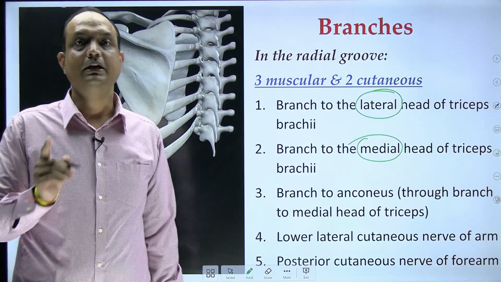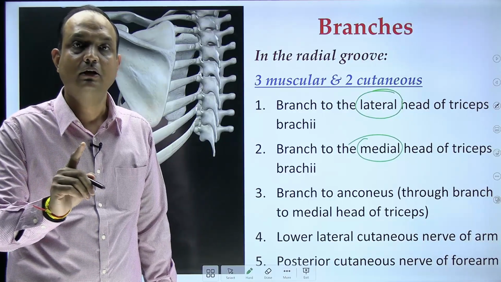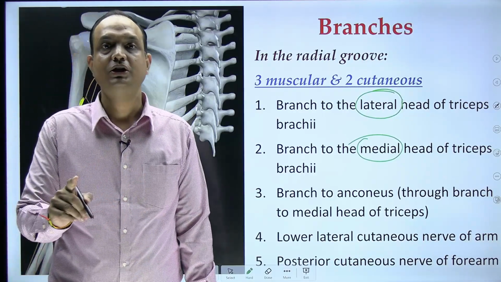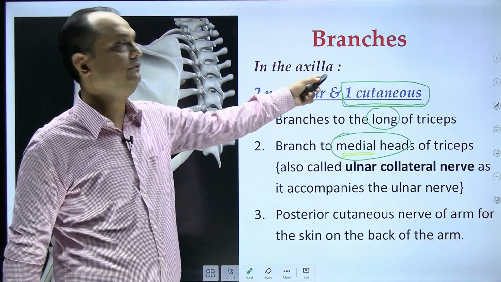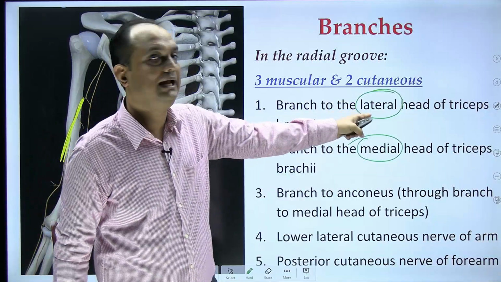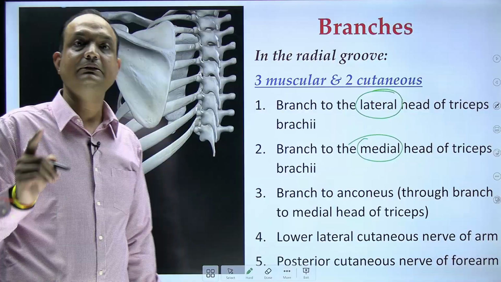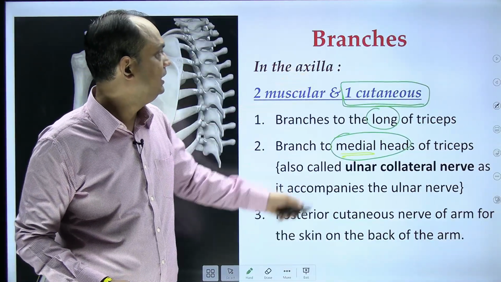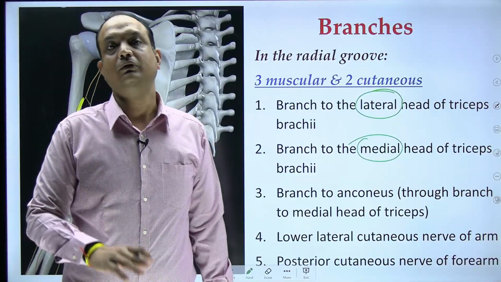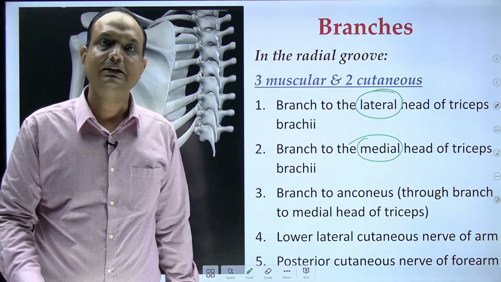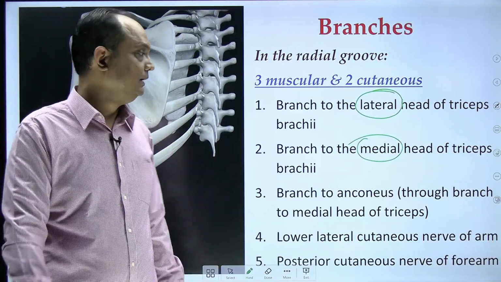So, my dear students, here you have to understand about the long head of triceps. The long head of triceps is supplied by the branch in the axilla, which you can appreciate here. But the lateral head is receiving the branch in the spiral groove, while the medial head is having the branch in the axilla also and in the radial groove also. So, this is important to understand because when you are having radial nerve palsy, the question is related to which head of the triceps is not paralyzed.